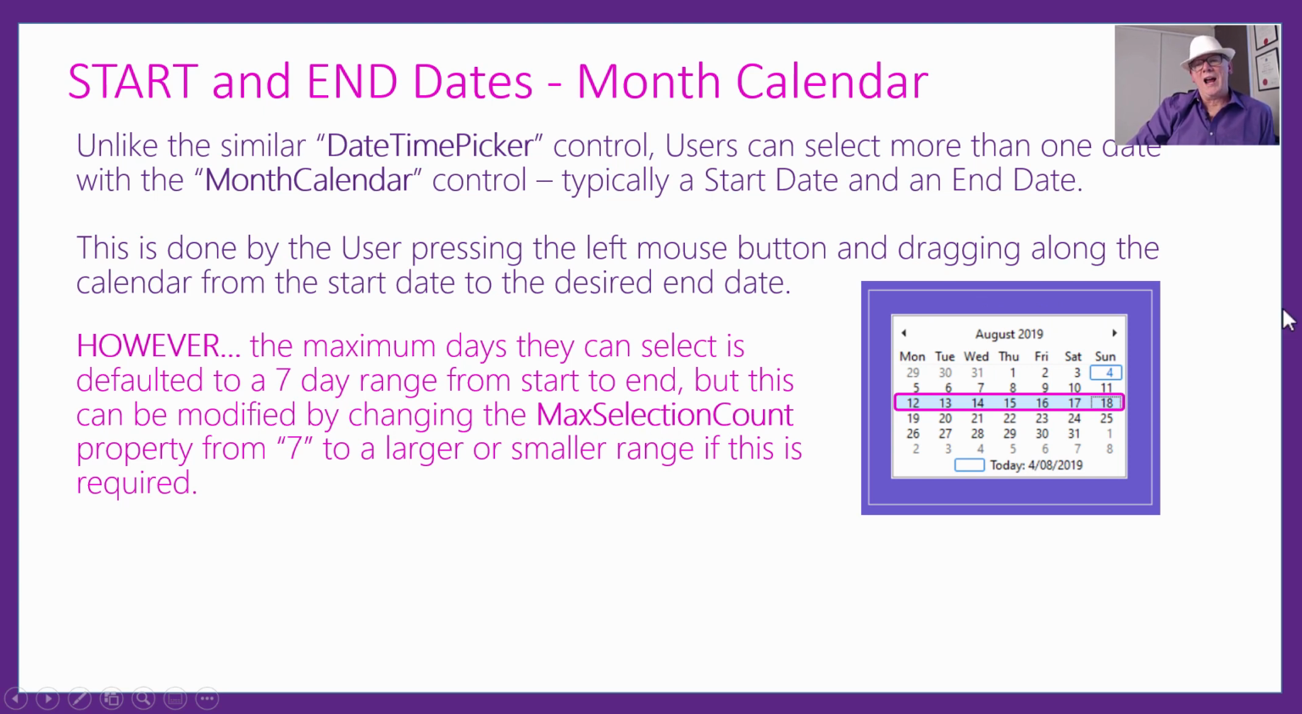And when you first drag the calendar out from the toolbox and put it on, max selection count is set to 7 days, but you can go into the properties for this by clicking on it on the form and looking at its properties, and we can change that max selection count value to allow more than a maximum of 7 days to be chosen.